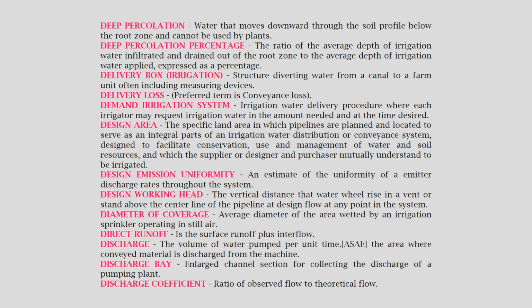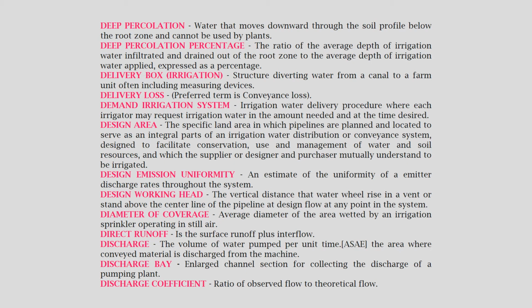Expressed as a percentage. Delivery box. Structure diverting water from a canal to a farm unit, often including measuring devices. Delivery loss. Preferred term is conveyance loss. Demand irrigation system. Irrigation water delivery procedure where each irrigator may request irrigation water in the amount needed and at the time desired.